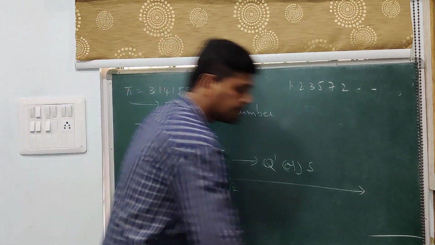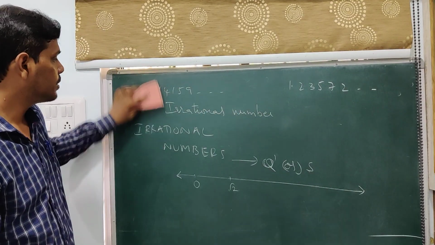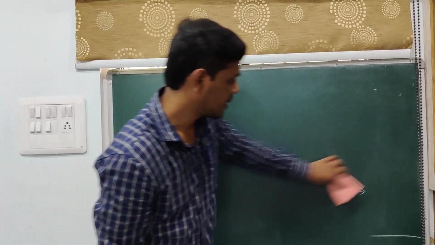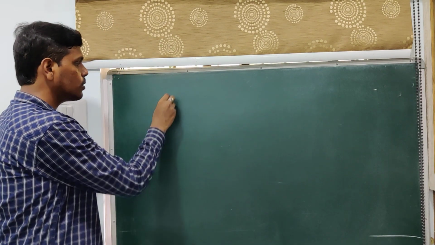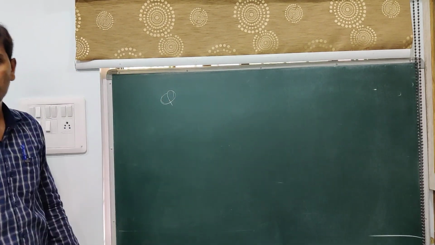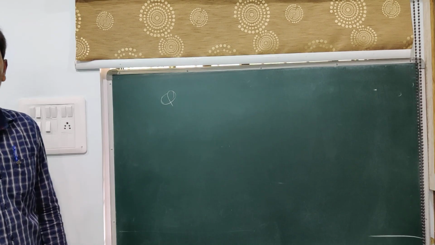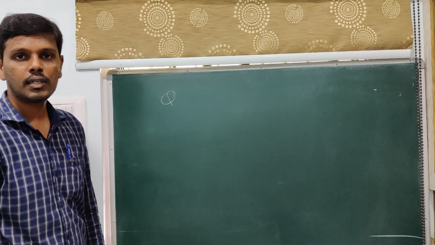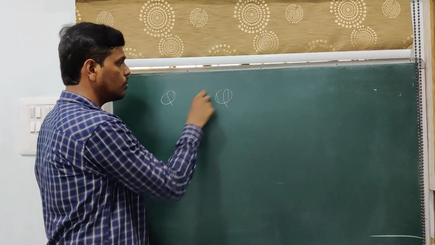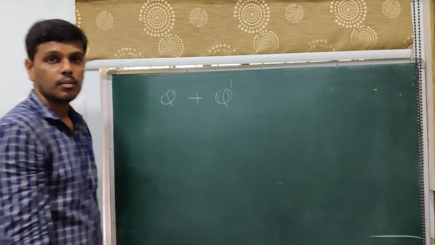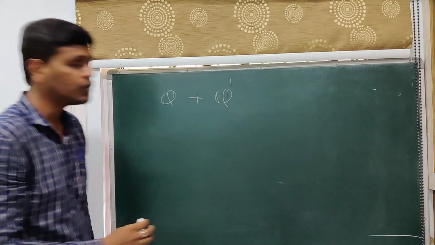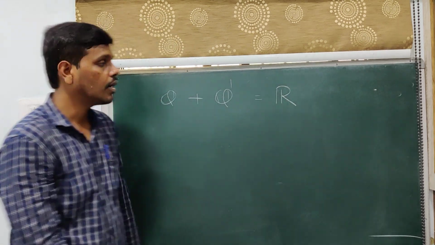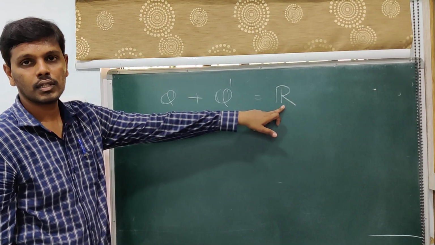Now if I put together the collection of rational numbers and irrational numbers, we call such a collection the real numbers. We have already discussed that any number of the form p by q, where q is not equal to 0 and p and q are integers, is called a rational number, and the numbers which are not rational we call irrational numbers. If you join both rational and irrational numbers, the new collection of numbers we arrive at is called the real numbers, denoted with capital R.